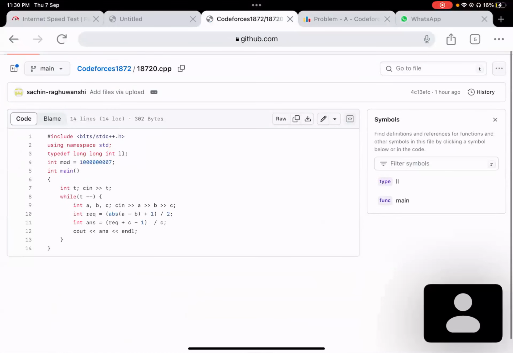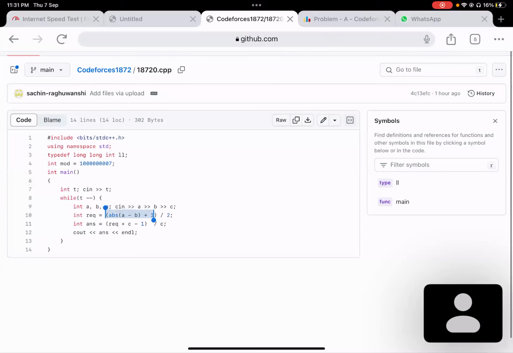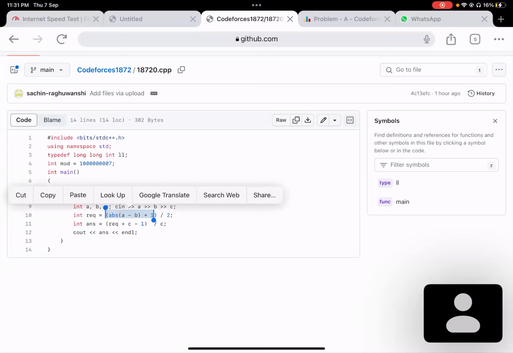In the coding part, what we basically did was I took ABS of A minus B. Why did I take ABS? It was because I didn't want to go find the maximum element, then the minimum element, and then divide by that, right? So I just took ABS of A minus B. This will directly give me maximum element minus minimum element, right? And I have added +1 there.